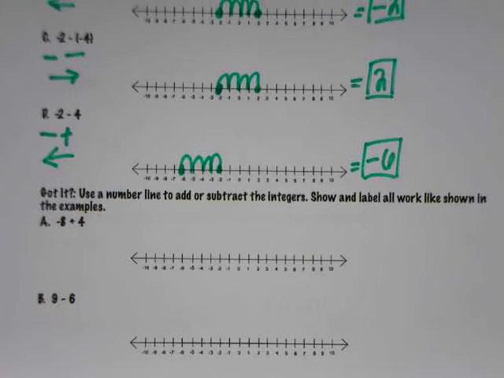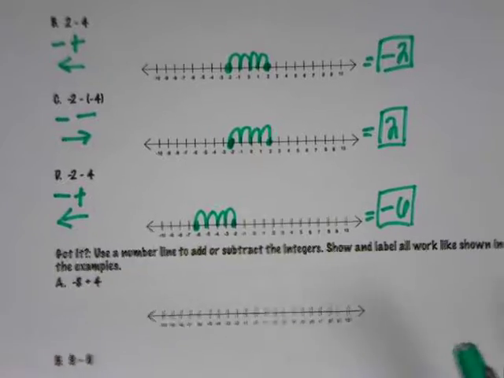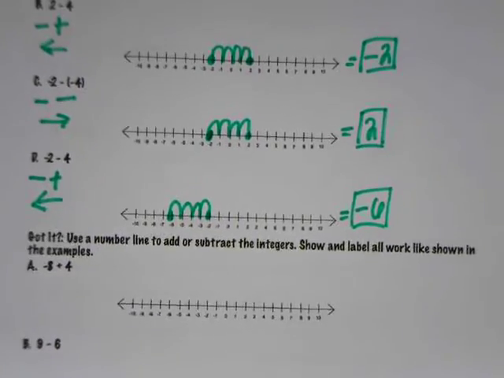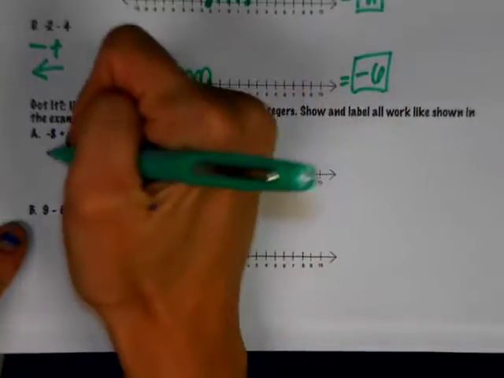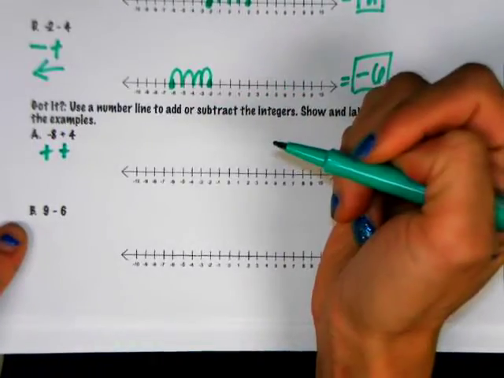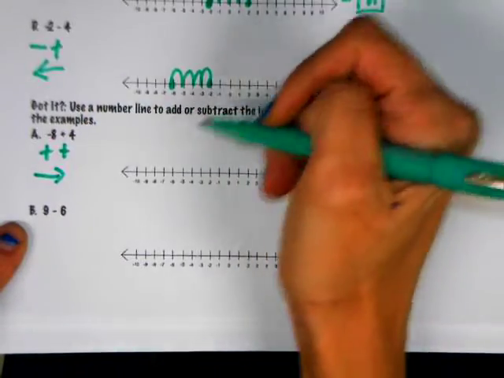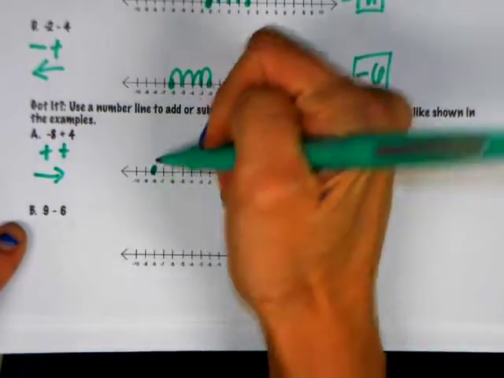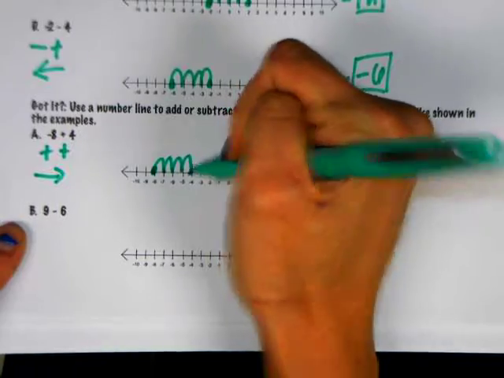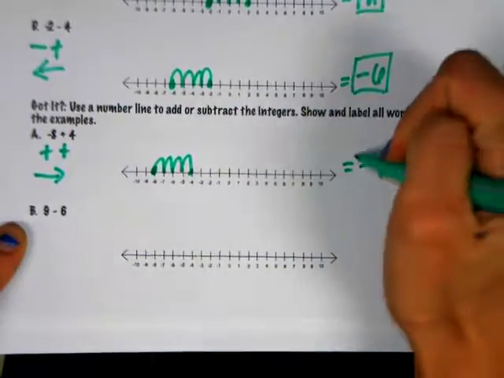Good? Cool. All right, so for this first one, -8 plus 4. There we go. We're adding a positive, so what direction is that? Right, yep. So start at -8, right 4. So you should have gotten -4.